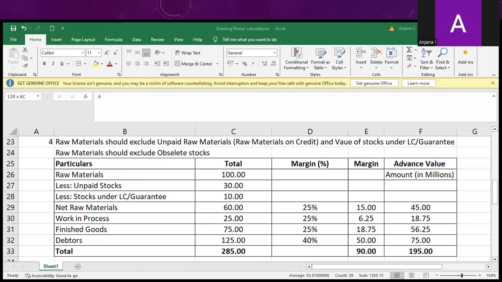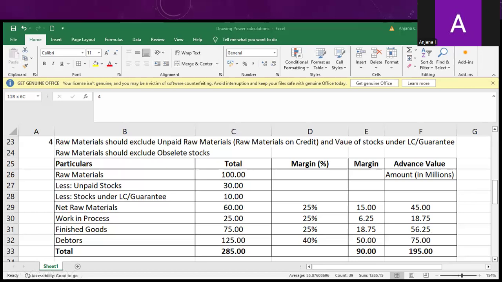So on the 60 million, if we assume a margin of 25%, then the customer's margin would be 15 million and the bank's loan will be 45 million. Similarly, work in progress will be 18.75 and finished goods would be 56.25 respectively.